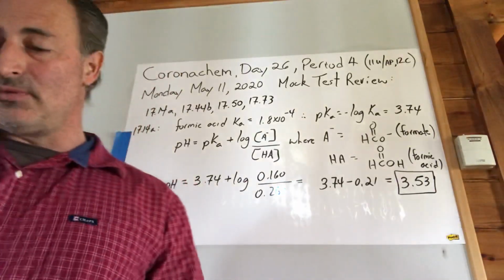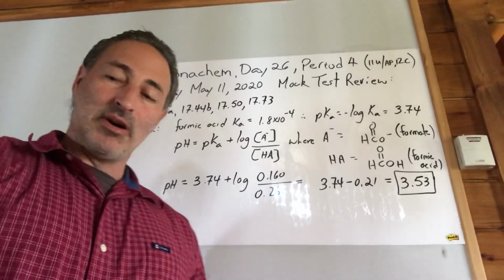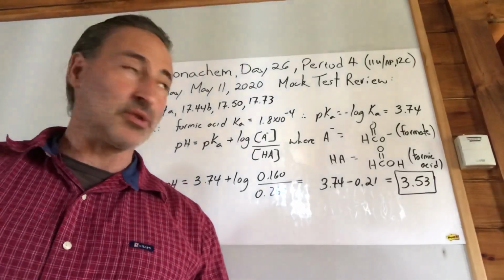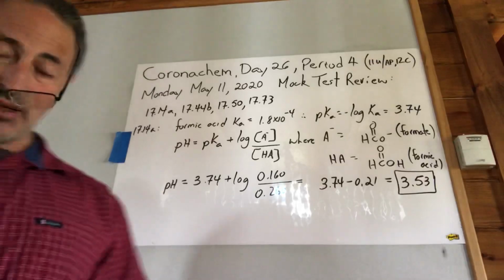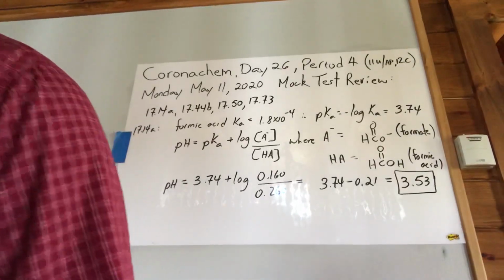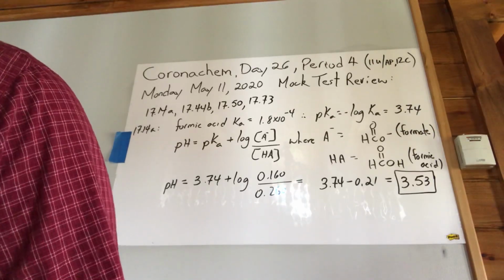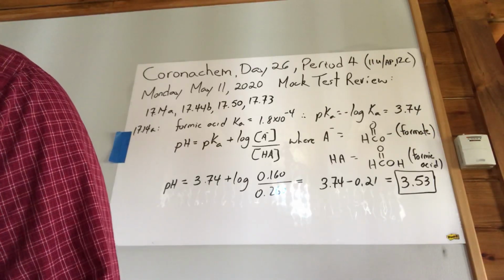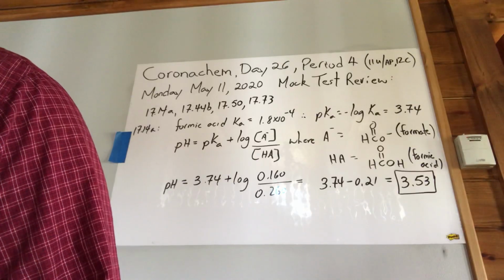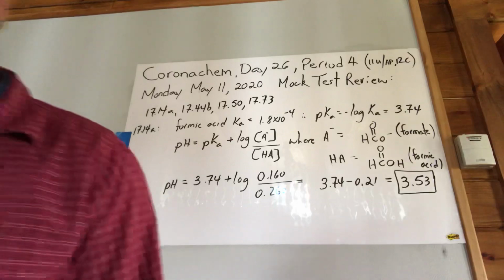Today I'm going to review the mock test I gave you on Friday, and then tomorrow you'll have your real test. So the first question we had was 17.14, in which you are asked to use information from Appendix D to calculate the pH of a solution that is 0.16 molar in sodium formate and 0.26 molar in formic acid.